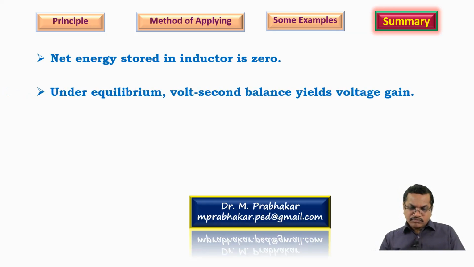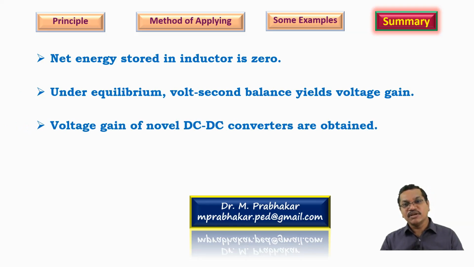Then, under equilibrium condition, when we apply Volt-Second balance, the voltage gain expression can be obtained. Of course, the voltage gain expression we had seen for a buck converter and a boost converter. Nevertheless, for all DC to DC converters, it could be a novel, new one, we can apply Volts-Second balance.